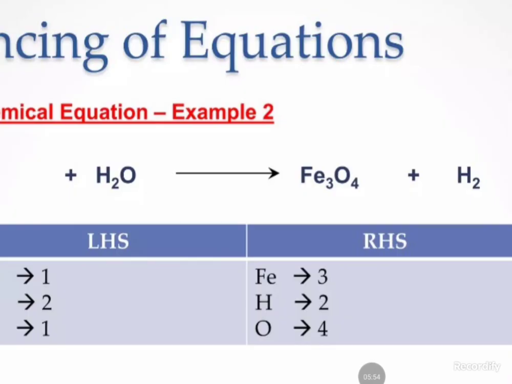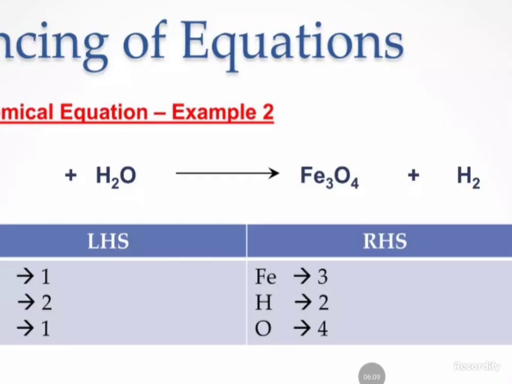So how many elements are there? Iron 1, hydrogen 2, oxygen 3. We have only 3 elements. Once you see iron on the left hand side, how many are there? 1. But on the right hand side, how many are there?